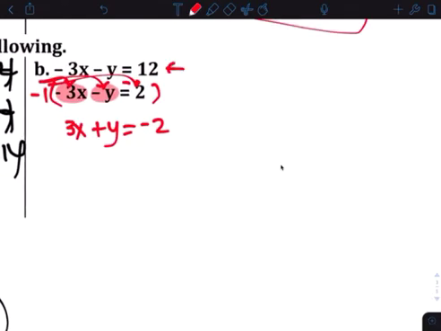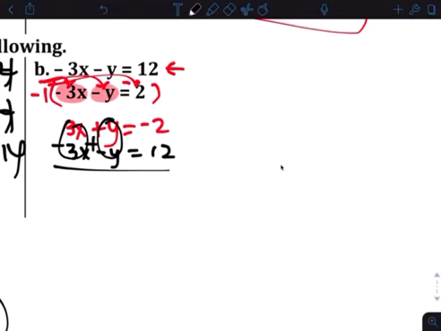And then I'm going to copy this here. So negative 3x plus minus y equals 12. That's 0. That's 0. 0 plus 0 is 0. That's 10. No solution.